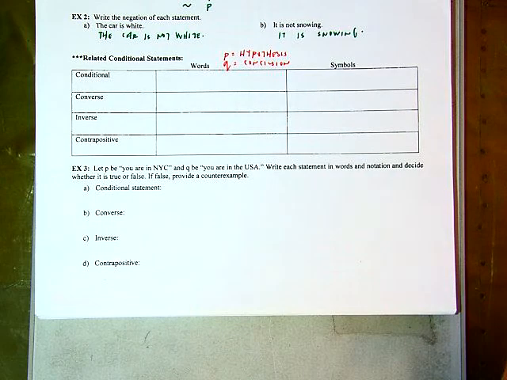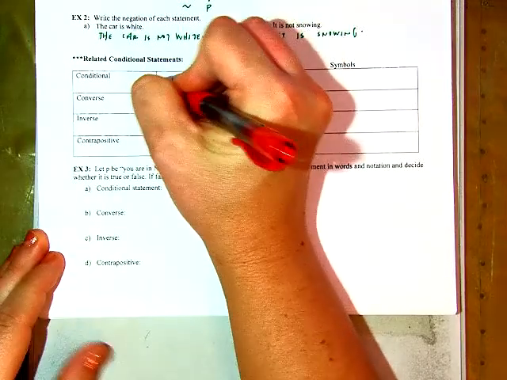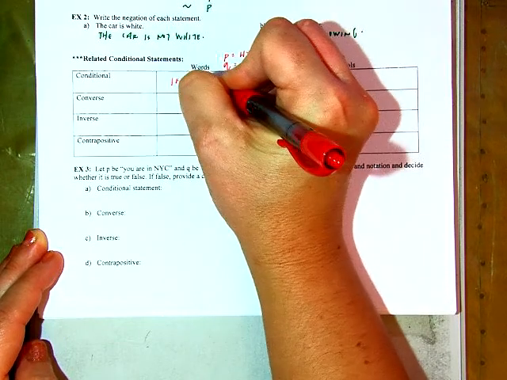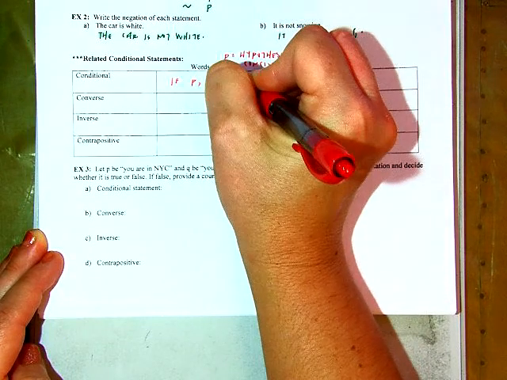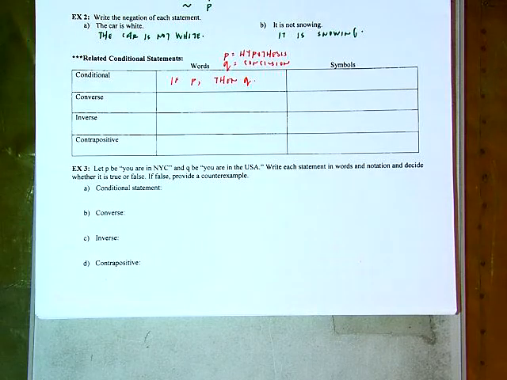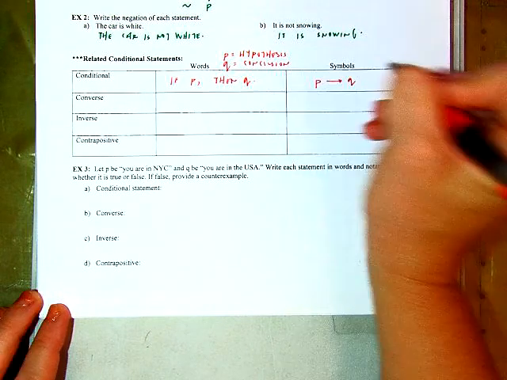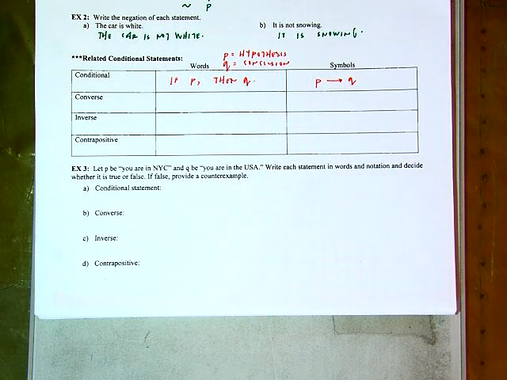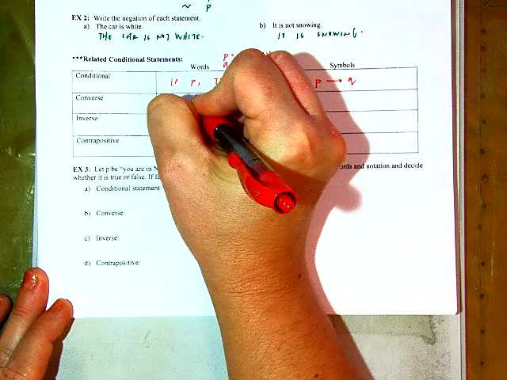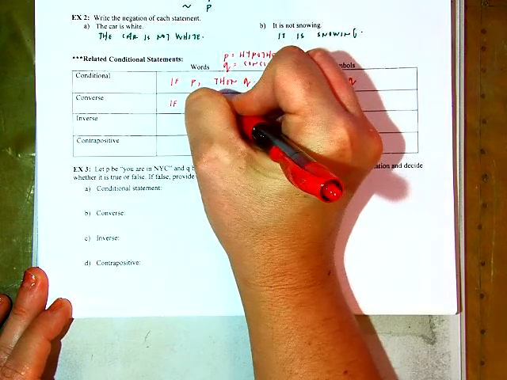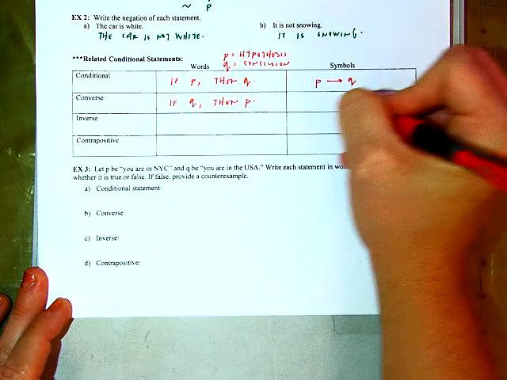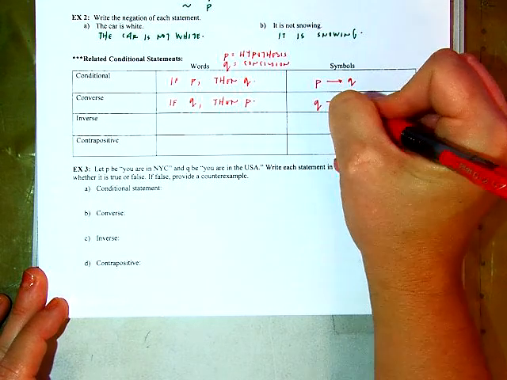So in words, if I'm writing a conditional, I'm just saying, okay, well, if P, then Q. If my hypothesis, then my conclusion, right? We already talked about this one. It's a P with an arrow to Q. Okay, the converse, all we're doing is we are swapping the hypothesis and the conclusion. So we would say, if Q, then P. So here, the Q has the arrow leading to the P.